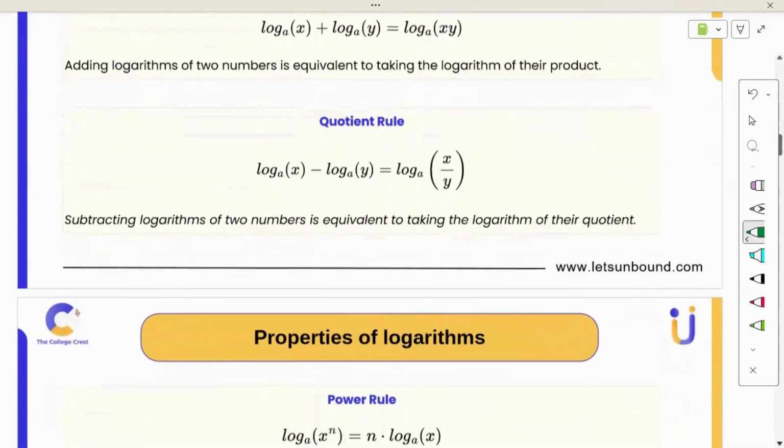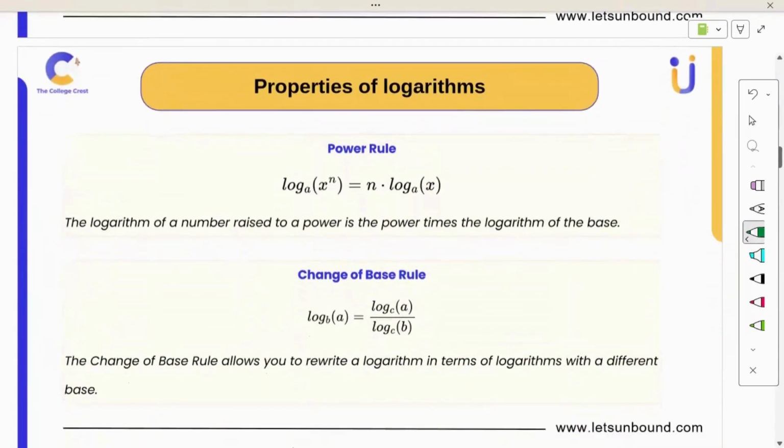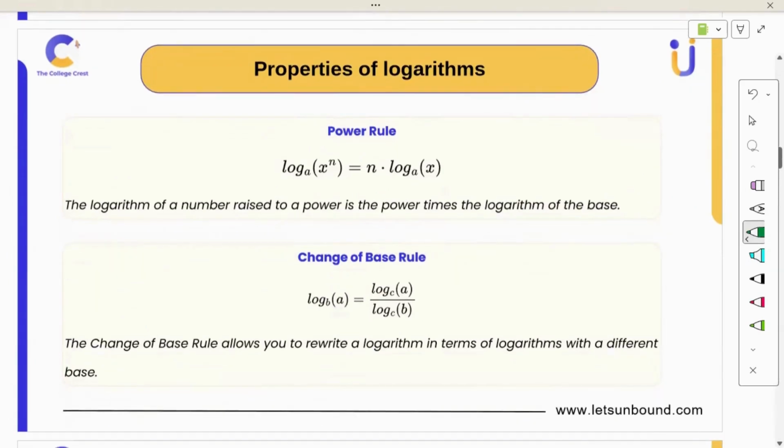And next is power rule, log with base a. If your input is expressed in power exponent form, you can take the input's exponent and put it in front, right? So this will be helpful in many ways.